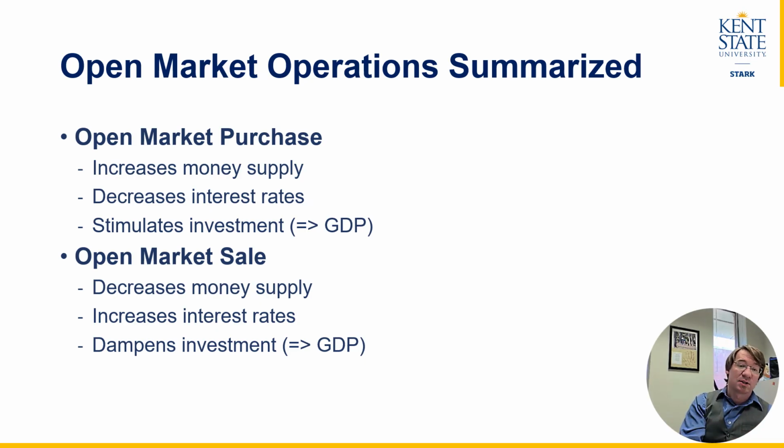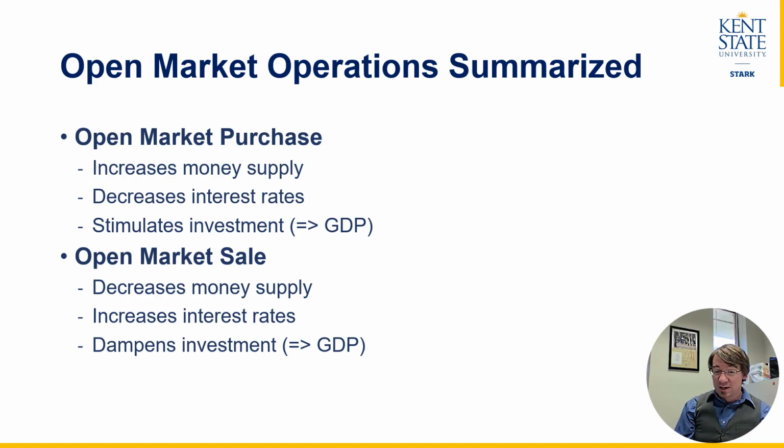Because of this, there's now more money available to be lent. Because of this additional money that's available to be lent, interest rates will tend to fall. Now we know from things we've talked about in the course before, as interest rates fall, that's going to stimulate investment. GDP should increase as a result. So if you want to stimulate the economy, engage in open market purchases.